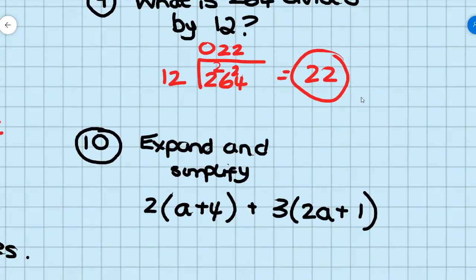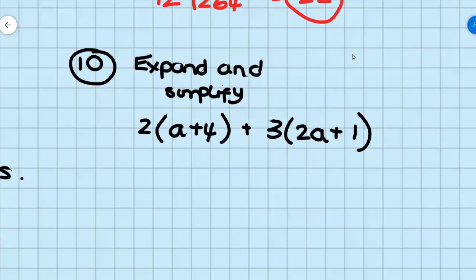Okay, and I've got one final question. Expand and simplify. I've got 2 lots of this. So I'm going to do 2 times that and 2 times that. And I've got 3 lots of this. So 3 times 2a, 3 times 1.